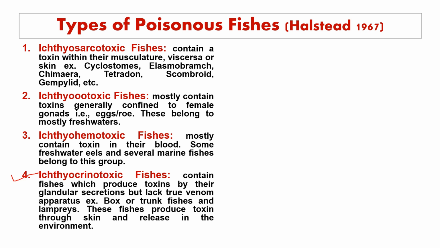The fourth category of fishes are ichthyocrinotoxic fishes, which produce toxins by their glandular secretions. They don't have any kind of venom apparatus, and these fishes are box or trunk fishes and lampreys. These fishes produce toxin through the skin and release it into the environment. Such fishes are called crinotoxic fishes.